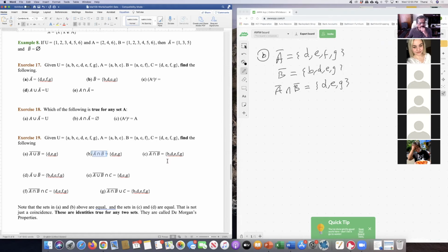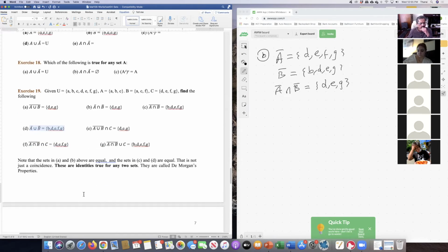Another thing you can notice is A intersection B bar. You take intersection first and then take complement. And that seems to match A bar union B bar, right? And that's also not just coincidence, it's a fact. It's always true for any two sets. And these two facts are given the name De Morgan's properties because De Morgan is a mathematician who contributed to most of the set theory. So it's not just this rule, it's a huge portion of set theory was his work. And so his name is given to those.